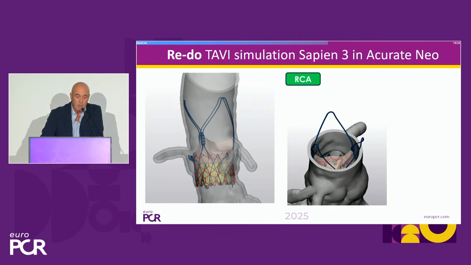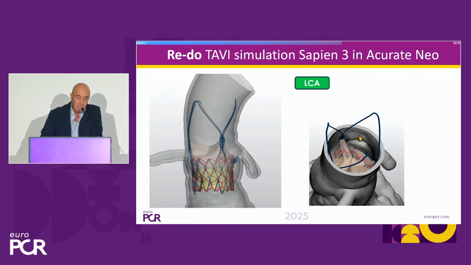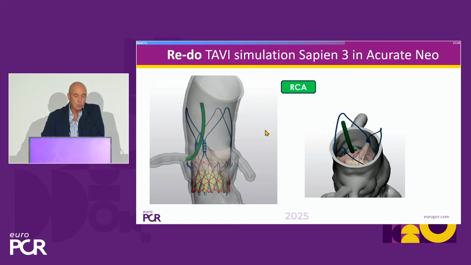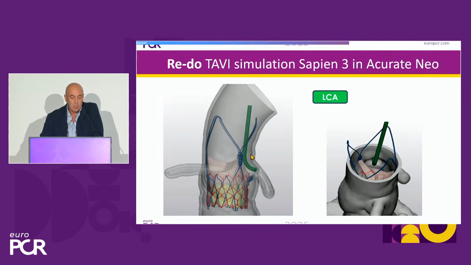Let's have a look if it's true. We simulate a position of a Sapien 3 in this Accurate Neo 23 valve. As you can see, we have a low position of the Sapien, and we don't have significant overhang of the leaflet. We can see again the right coronary, and we can see the left coronary. And if we simulate the cannulation again through the upper part and the open arch, we are easily able to engage the right and to engage the left.